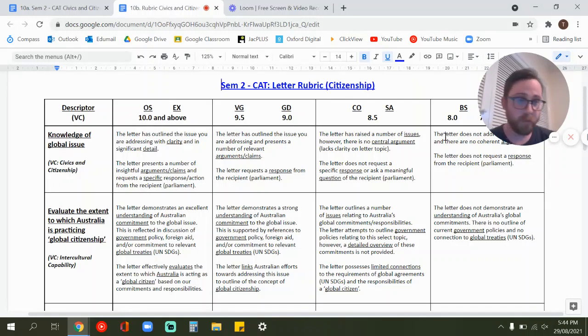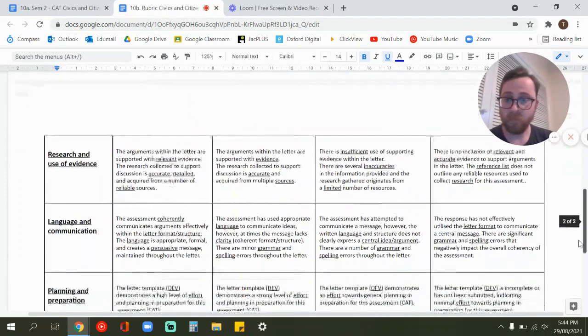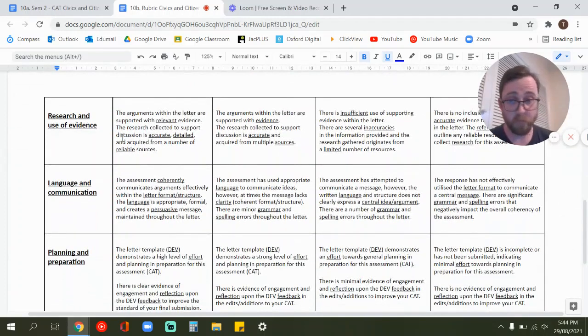And then these different boxes on the left here are your rubric descriptors, or the rubric criterion sections, whatever you want to call it. So you're being assessed officially on your knowledge of the issue, whether or not you have evaluated if Australia is practicing global citizenship, whether or not you have a clear contention and clear arguments throughout your letter, your research, your evidence, the language and communication that you are using throughout the letter, and then finally, your planning and your preparation.